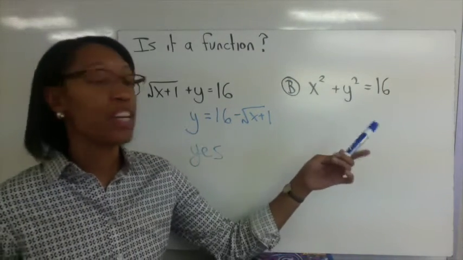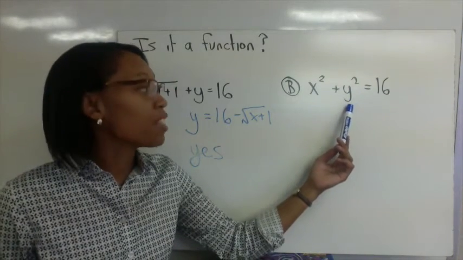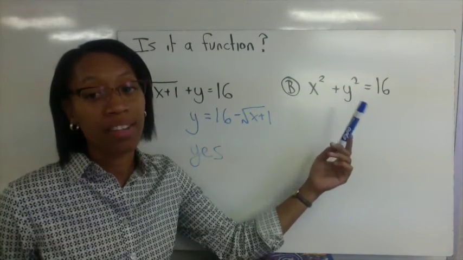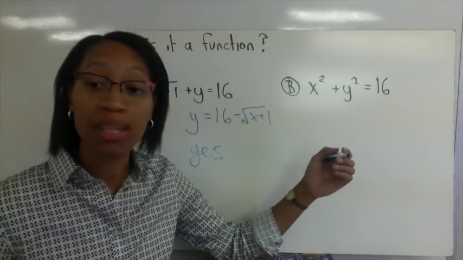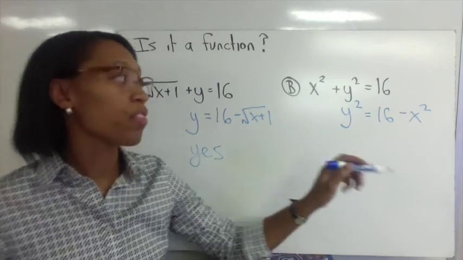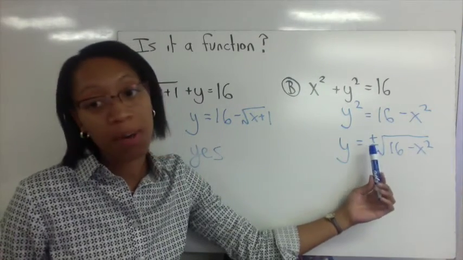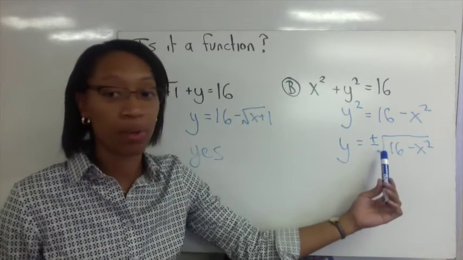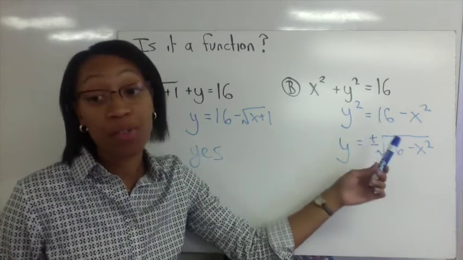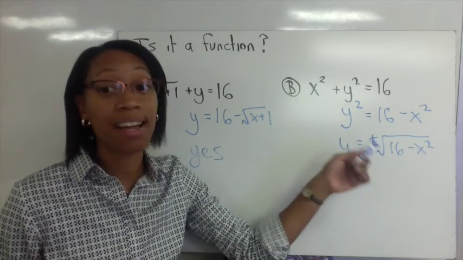When I look at this equation, though, I see that it has a y squared in it. So let's see what happens when I take this thing that has a y squared and I solve for y. First, I subtract the x squared to the other side, and then I take the square root of both sides. When I take the square root of both sides, the answer can be positive or negative square root. So that means I'm going to have two values here, a plus and a minus, which means that this is not a function.